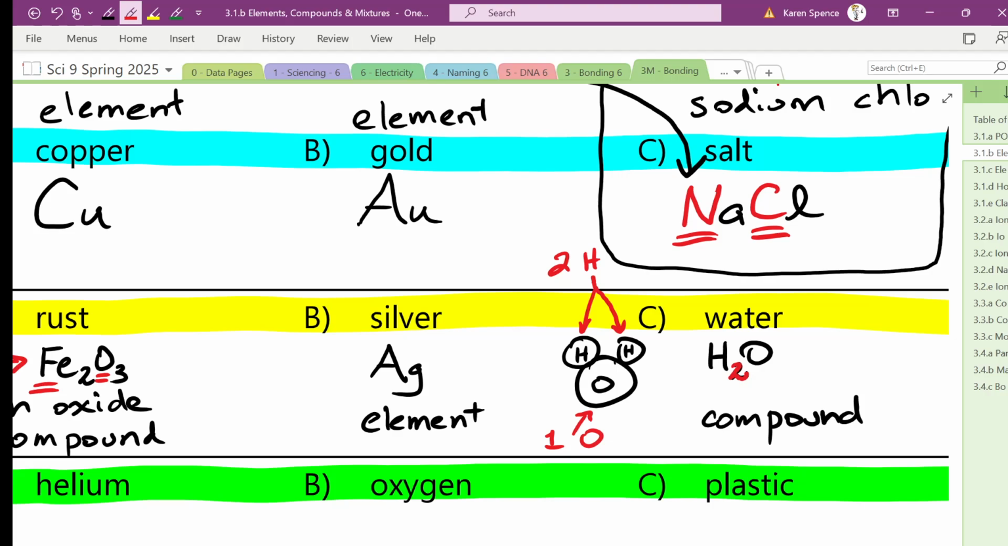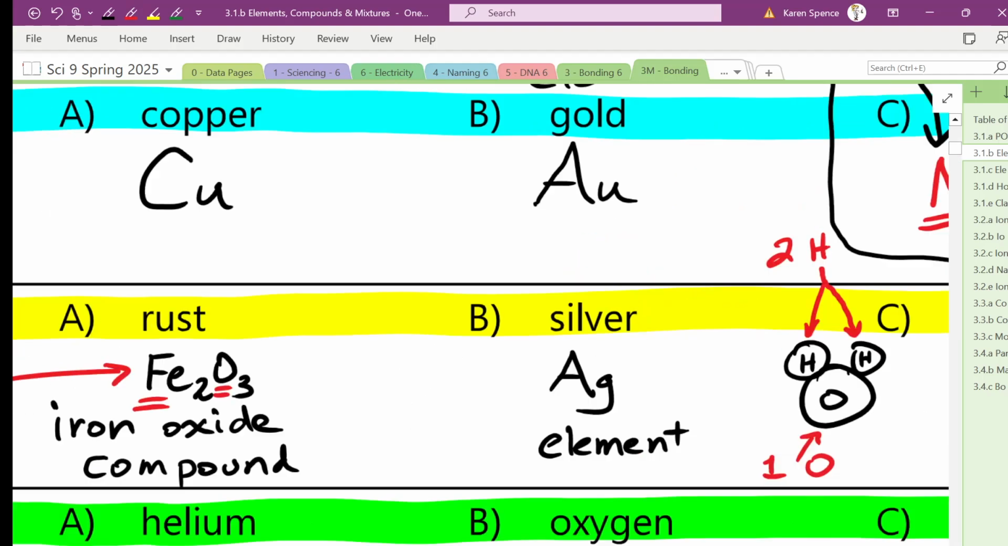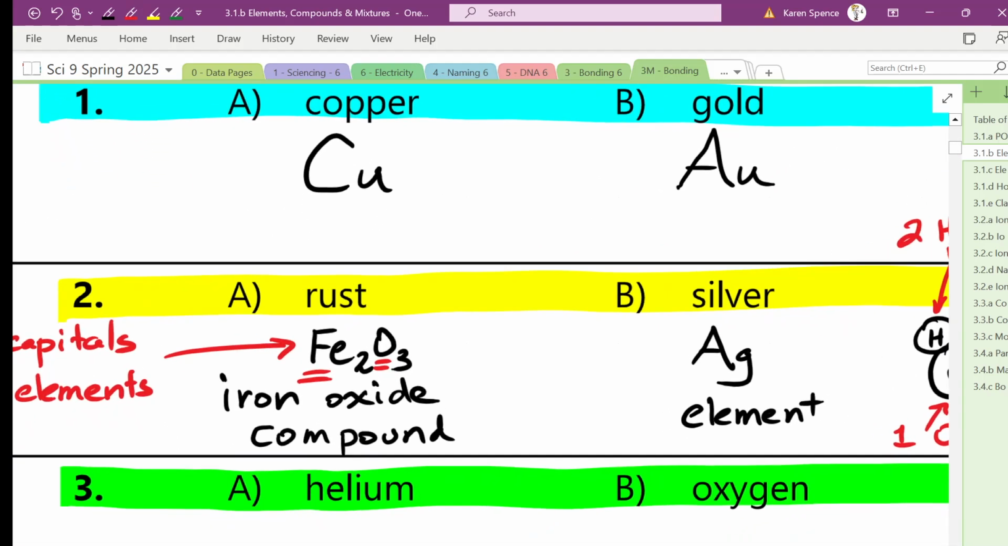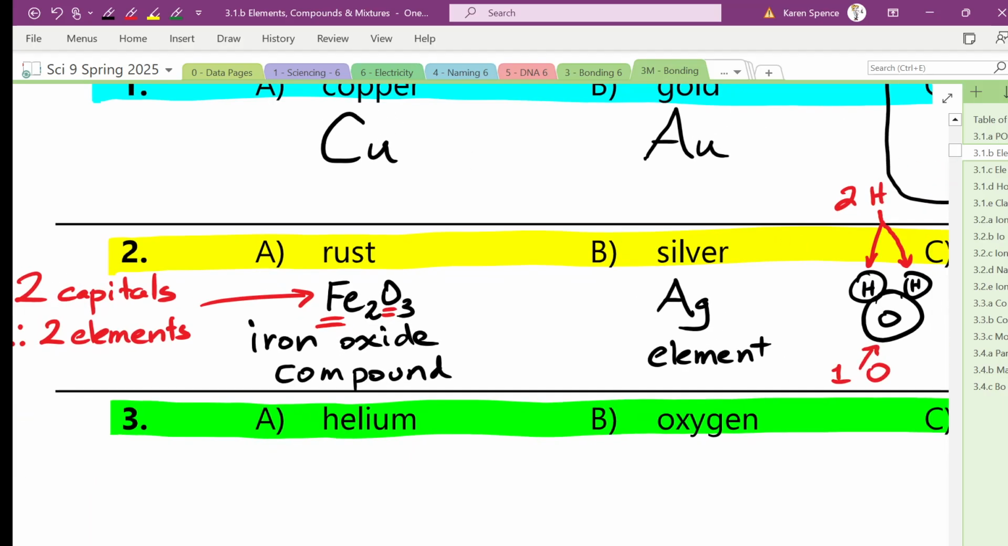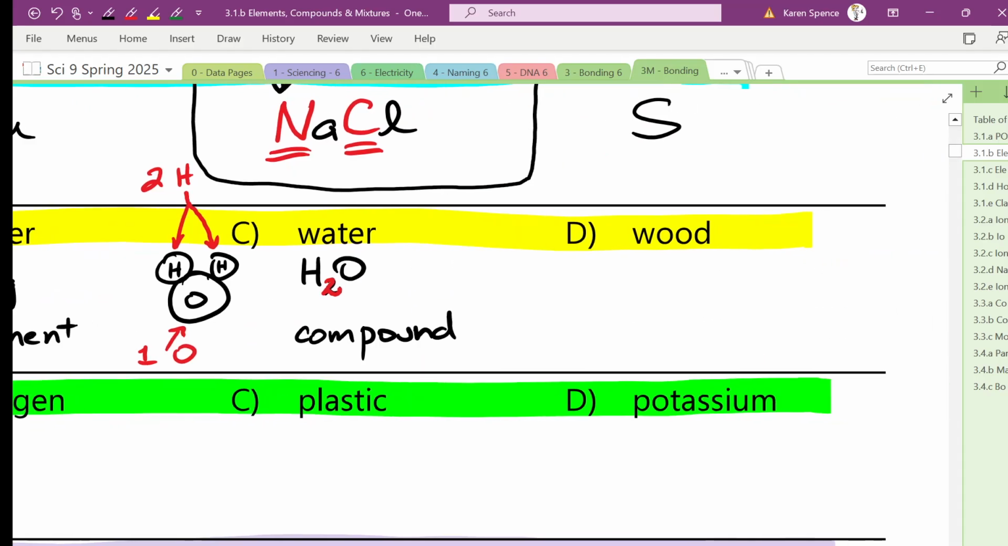So in rust, Fe2O3, how many iron atoms would we have in rust? 2. How many oxygen atoms in rust? 3. Okay, so that's what those little numbers tell you. We'll talk a lot more about those as we go on.